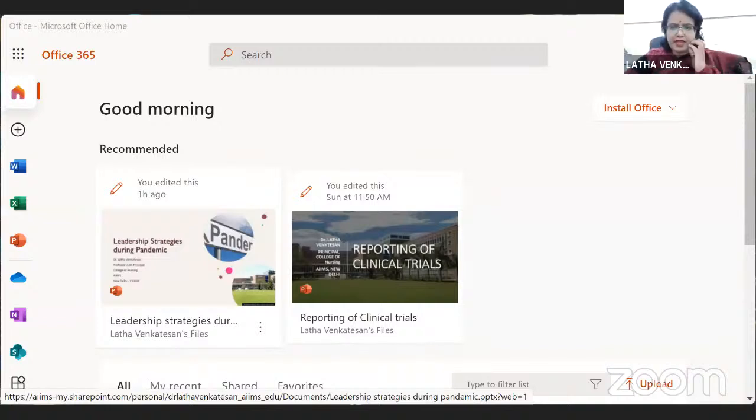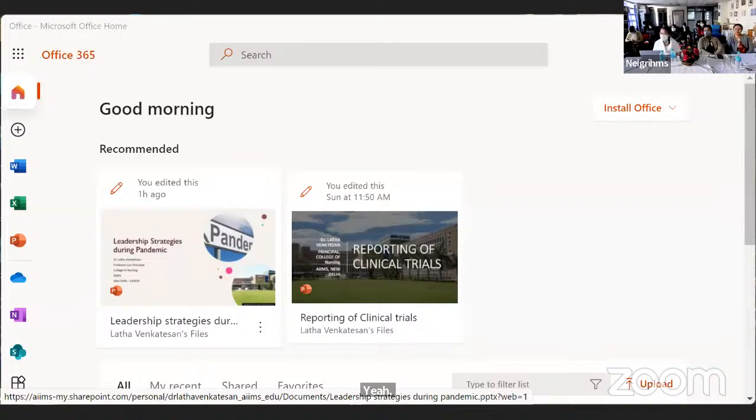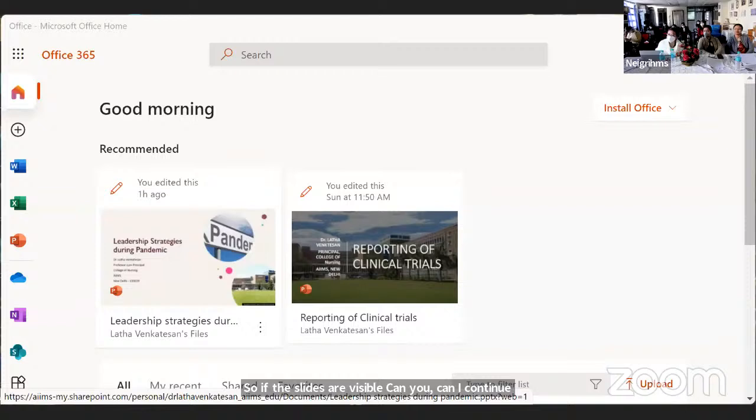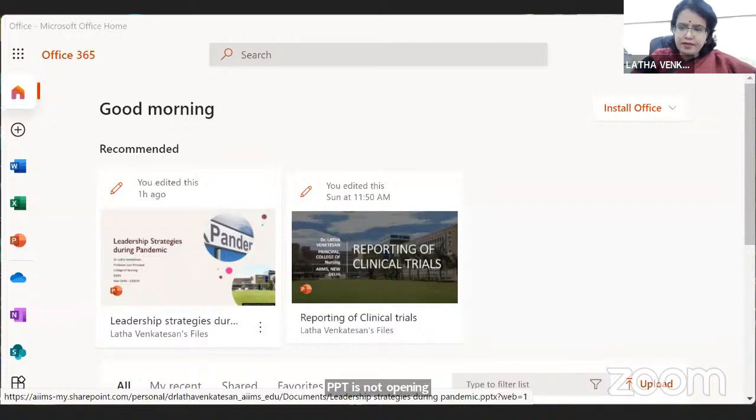Yeah. My slides are visible? Yes, ma'am, it's visible, but it's not in the slideshow form. Can I request to stream in the normal mode? Because I can see the video on the side. Otherwise, I have to talk only to the slides. So if the slides are visible, can I continue? The slideshow presentation is not there. This is your desktop display, but the PPT is not open, ma'am. It is not opened.